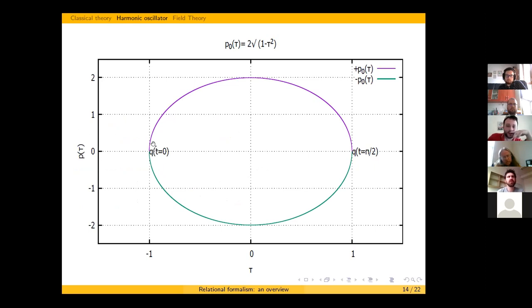And so now this, as I said, describes just P with respect to tau. So that's exactly the momentum with respect to the position.